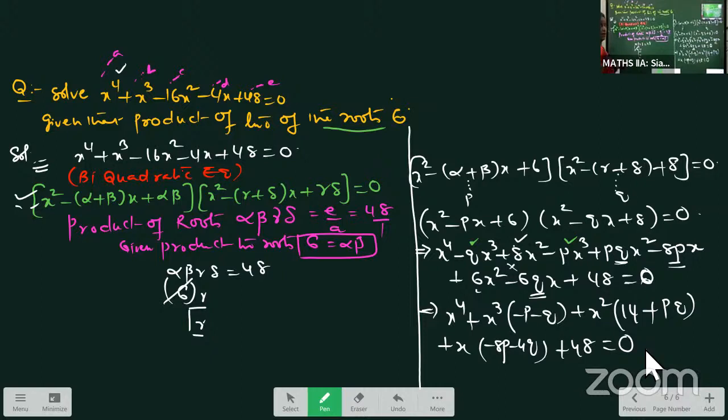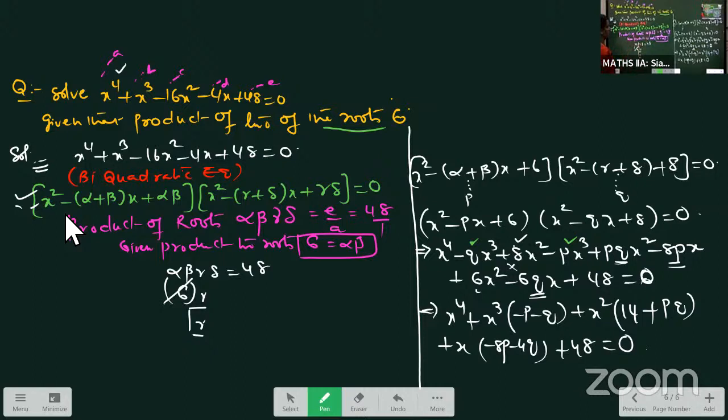So first I'm briefly going through this question once again because it's an important one. This is our given question and this is called a biquadratic equation. Whenever a question starts with x power 4, that is called a biquadratic equation. This is the combination of two quadratic equations. So we split this into two parts. That is x square minus alpha plus beta into x plus alpha beta. Splitting the quadratic equations is like this. And this is x square minus gamma plus delta into x plus gamma delta.